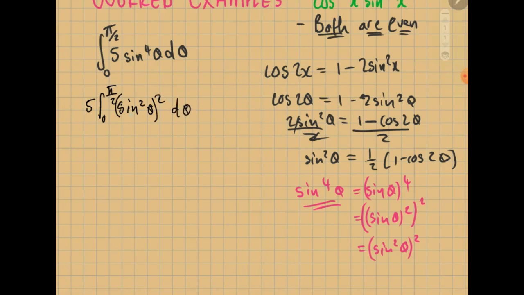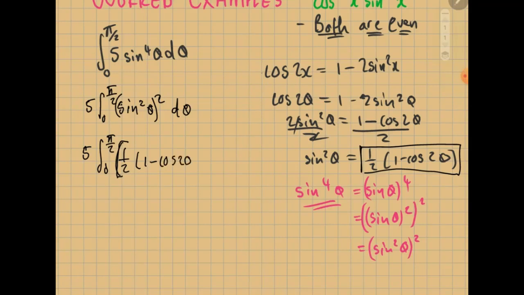Now, we know what sine squared theta is, isn't it? It's half of 1 minus cos 2 theta. So I can have 5 times the integral from 0 to pi over 2 of, I can put square brackets here, half multiplying 1 minus cos 2 theta, and everything, because this is sine squared theta, everything is raised to the power of 2. So you have to be really careful there, okay? From 0 to pi over 2, everything is raised to the power of 2.